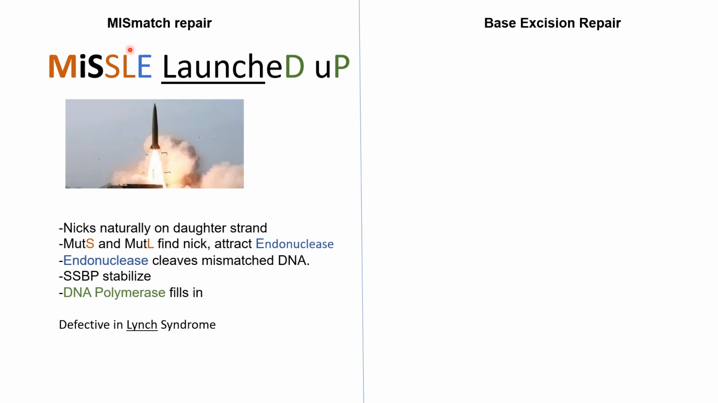MutS and MutL are going to find a nick on a DNA strand, and then endonuclease is going to cleave it, and then DNA polymerase is going to fill in the gap. And launched because it's defective in Lynch syndrome. Base excision repair.